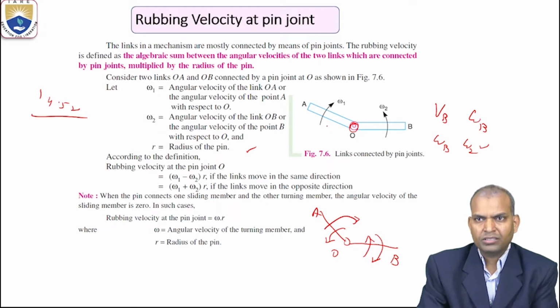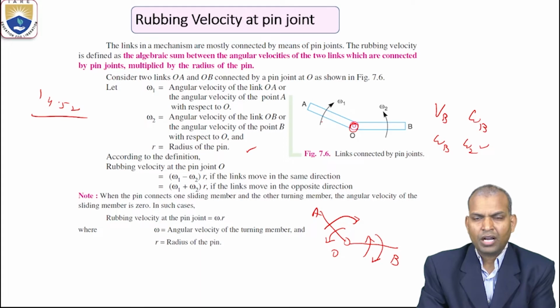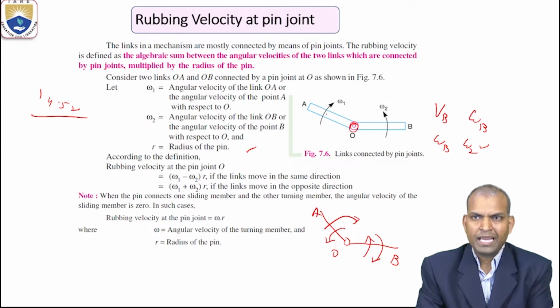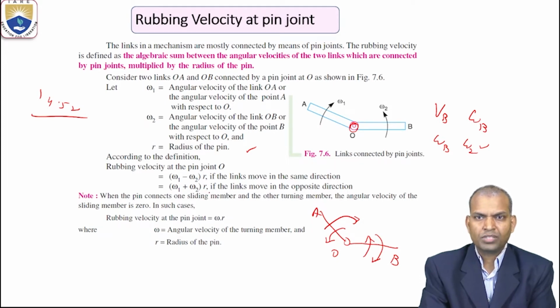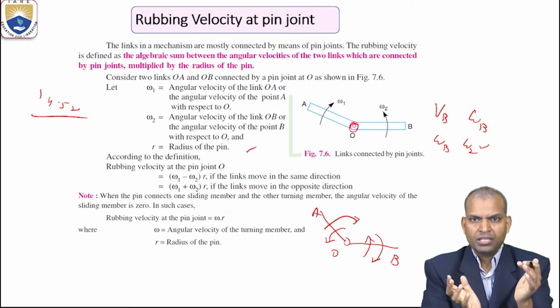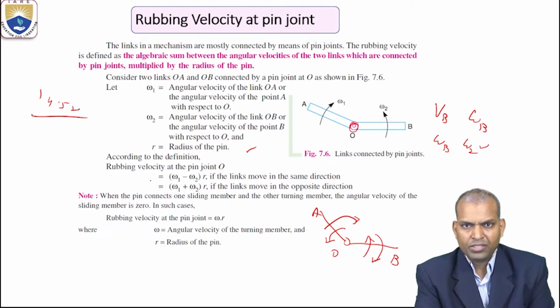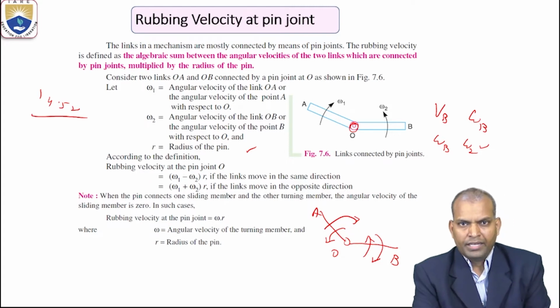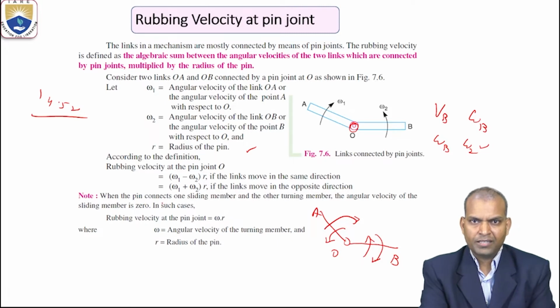Suppose in this figure the links are rotating in opposite directions. Then what is the rubbing velocity? The rubbing velocities will be added together, that is (omega 1 plus omega 2) times R, if the links move in opposite directions. So that is the rubbing velocity formula. And very important here, we are going to consider another case.